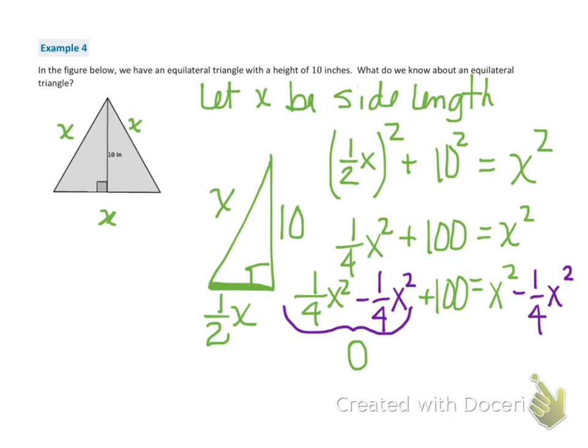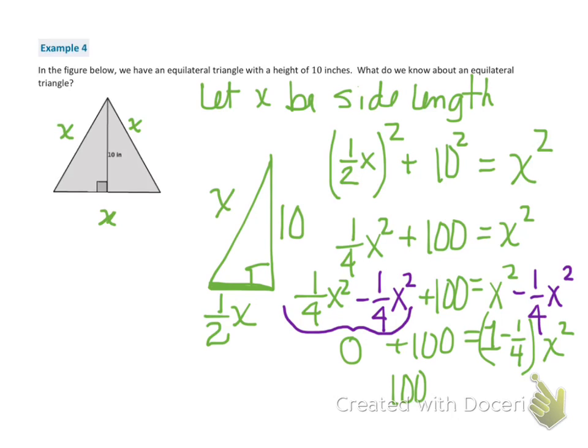Zero plus 100 is equal to, now we've got x squared minus 1/4 x squared. So what this is really is 1 x squared. So we have 1 minus 1/4 times x squared. We have 1 here minus 1/4 of them. So we're left with this equation: 100 is equal to 3/4 x squared.